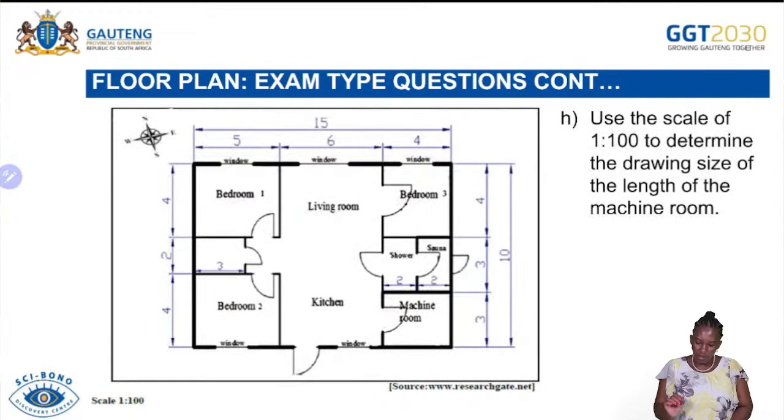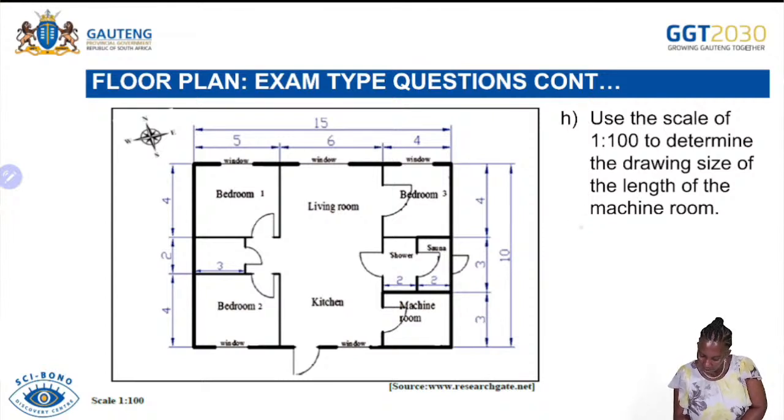And then the next one says use the scale of 1:100 to determine the drawing size of the length of the room of the machine. Remember now, we are given the measurements. Our scale is 1:100, and we are given the dimensions of the room in meters. The length of the room of the machine is 4 meters.